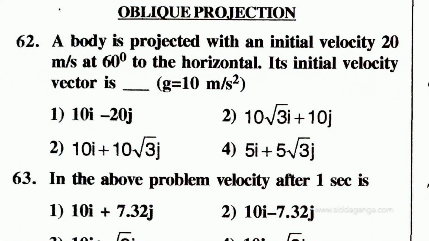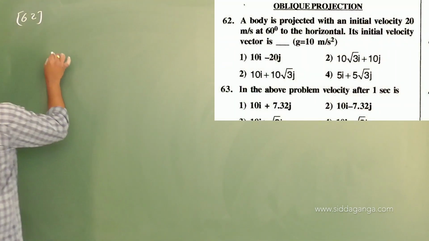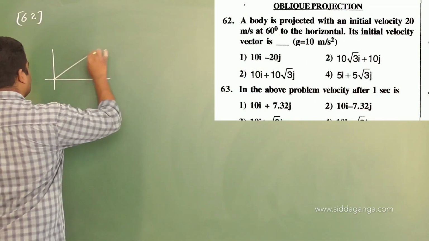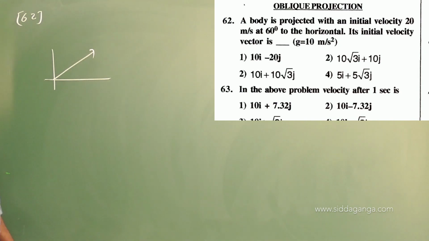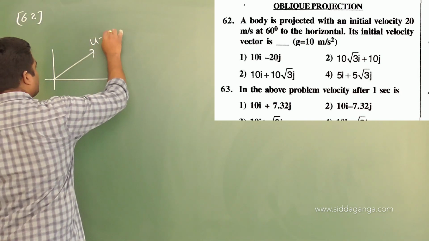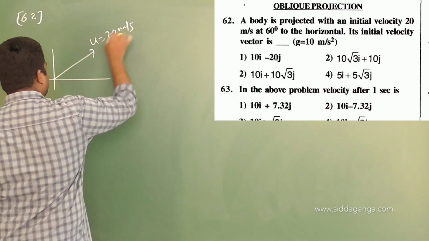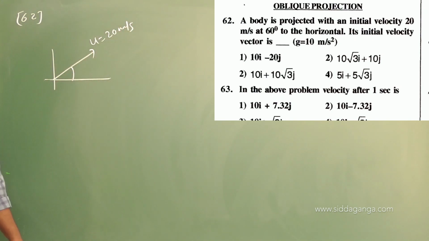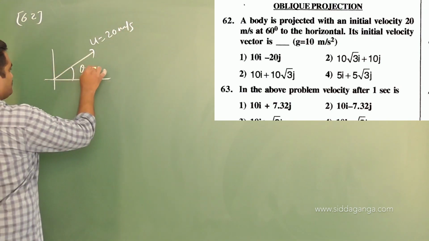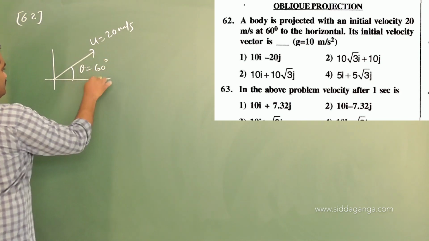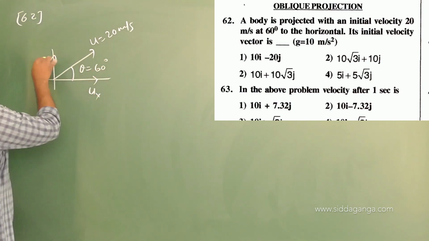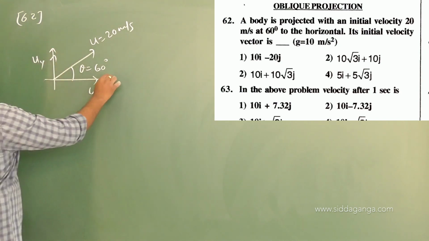62. A body is projected with an initial velocity of 20 meter per second at 60 degrees to the horizontal, then its initial velocity vector is. So what they are saying, a body is thrown with the initial velocity of how much? 20 meter per second. This is u equals 20 meter per second, thrown at an angle theta equals 60 degree. This will be ux and this is uy, the initial velocity vectors you are aware of.